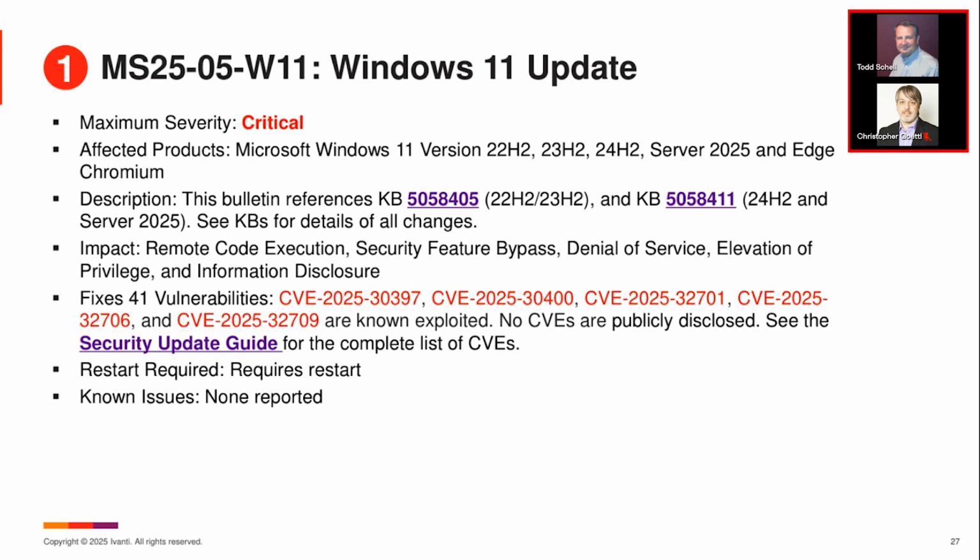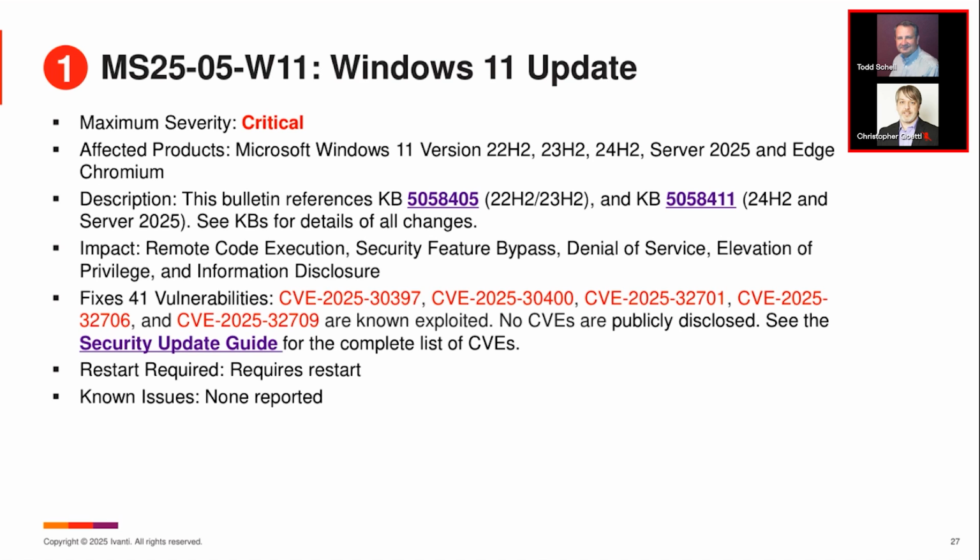Moving into what happened with Microsoft yesterday, we had our usual, of course, Windows 11 updates. A little bit of a slack off in the number of vulnerabilities addressed, 41 compared to the 84 that were addressed last month. Chris did mention the ones that were known exploited, so I do have those highlighted in red here, and we identified those.